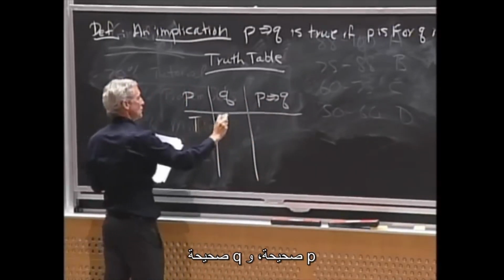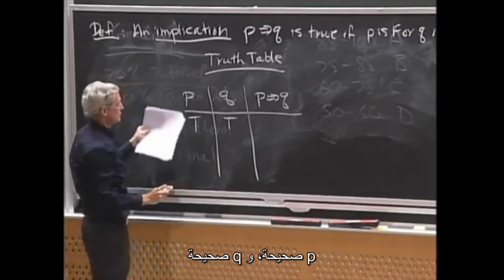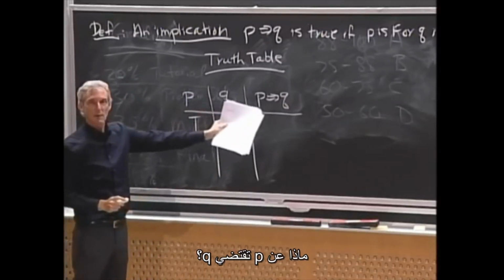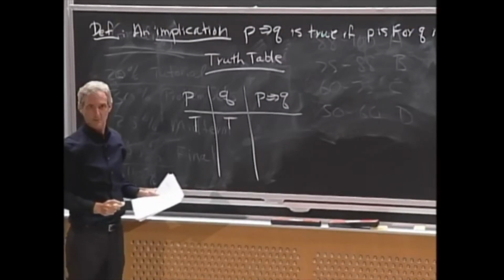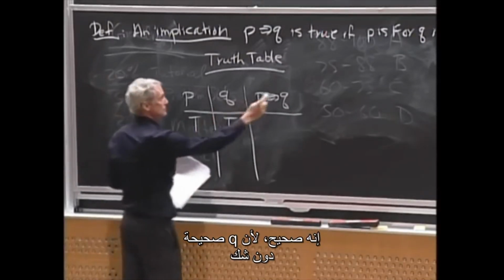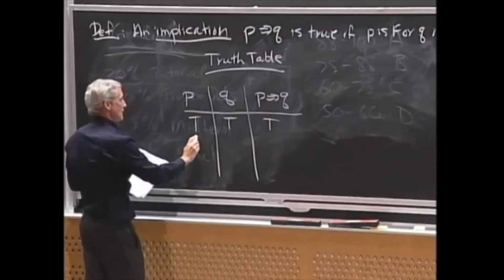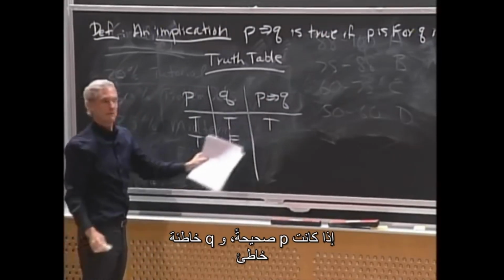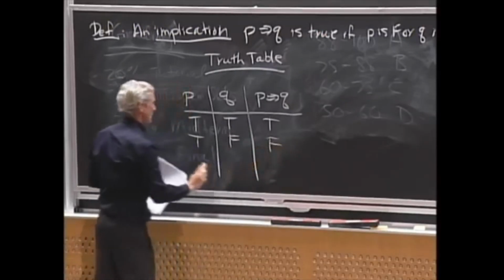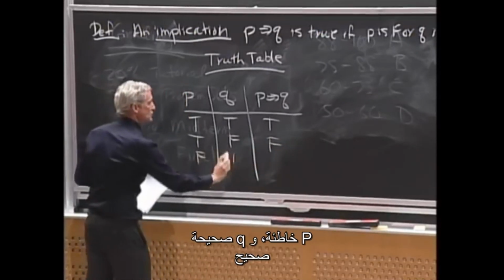If P is true and Q is true, what about P implies Q? It's true because Q is true, the definition. If P is true and Q is false, false. P is false, Q is true.